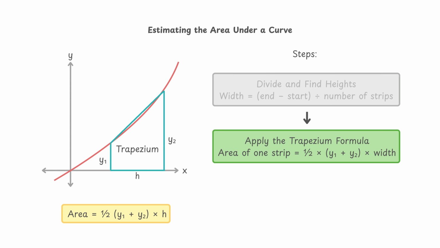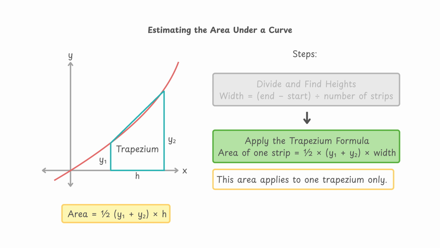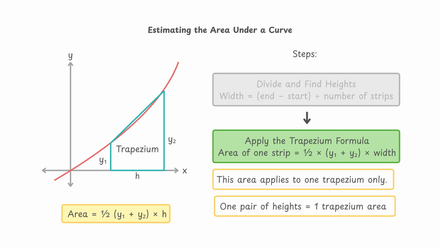Now step 2, apply the trapezium formula. For each strip, we use the formula: area equals 1/2 multiplied by (y sub 1 plus y sub 2) multiplied by the width. This formula gives the area of one trapezium. So for every pair of heights, we calculate one trapezium area. This step is repeated for each strip across the interval.